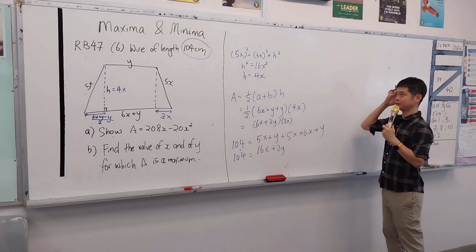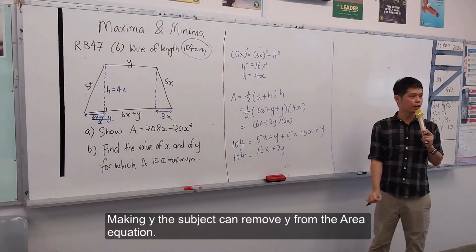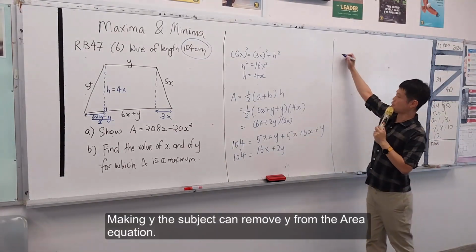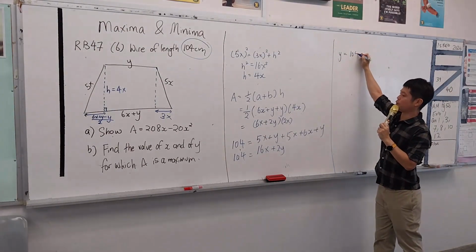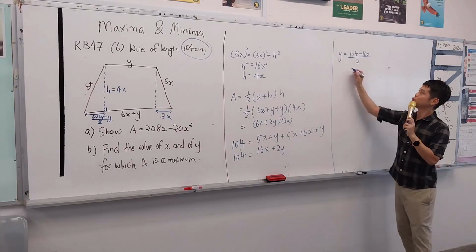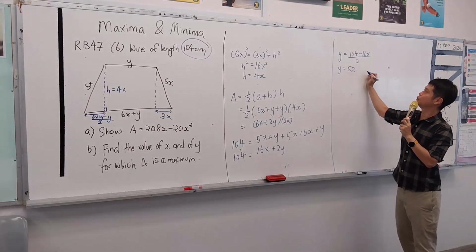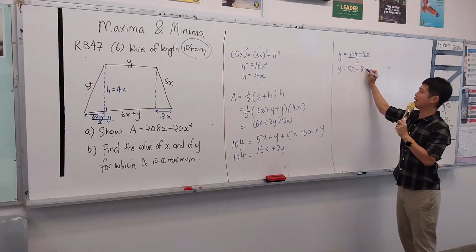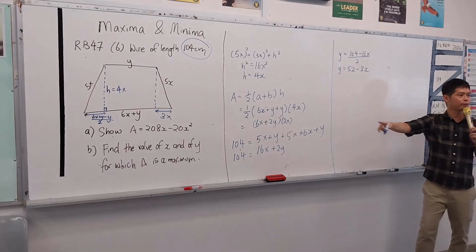Yeah, simultaneous. So we remove the y by making y the subject. So y is equal to 104 minus 16x, everything divided by 2. And I will have 52 minus 8x.